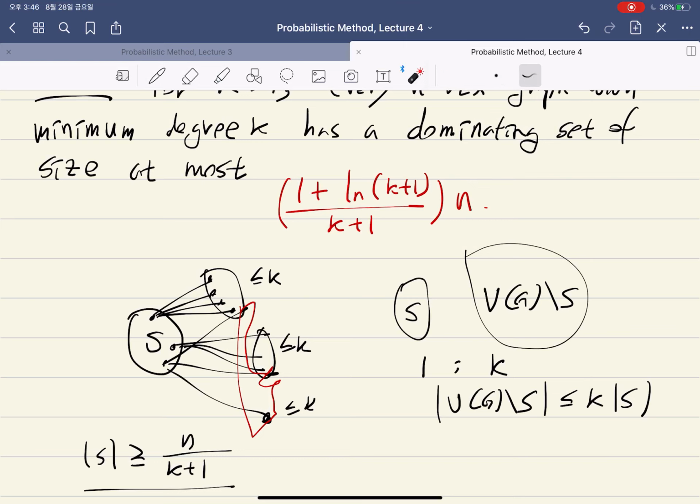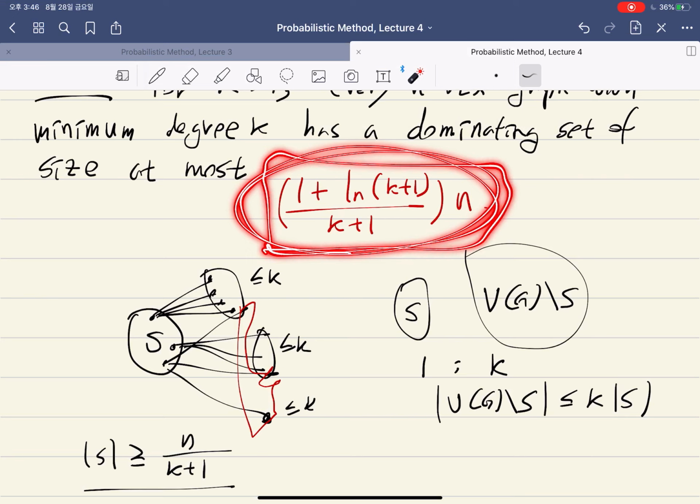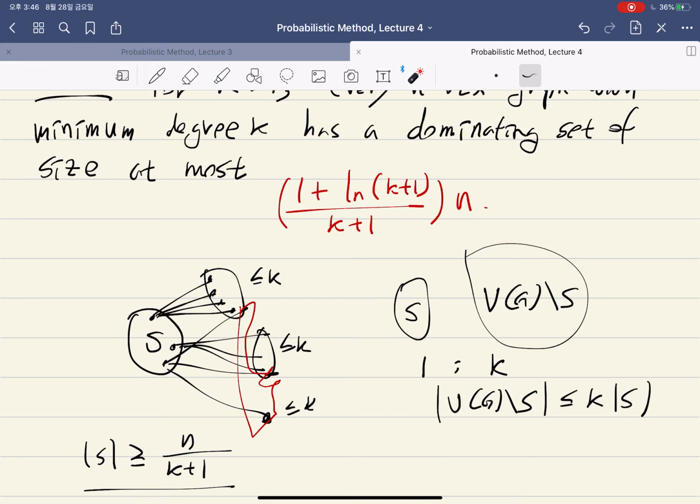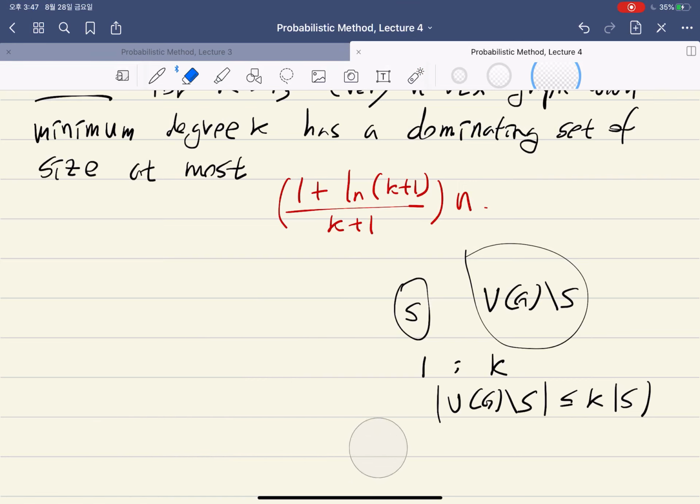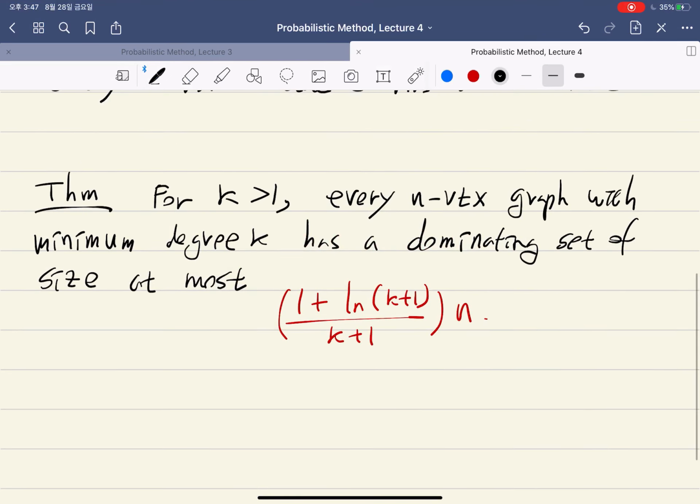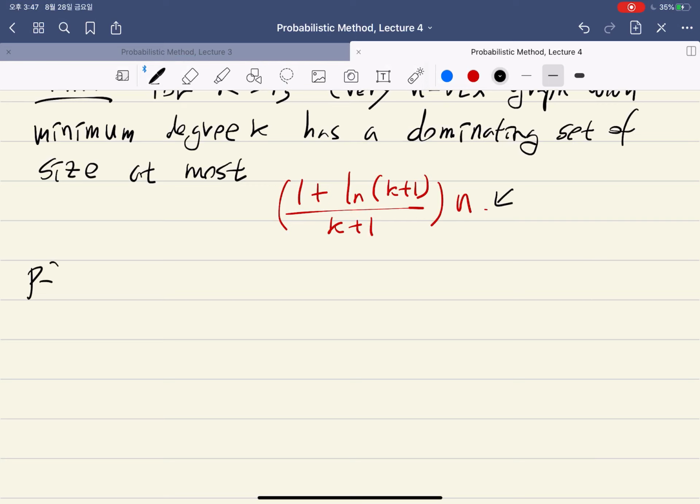But what it suggests is that a little above that, if we add a log n factor here, then we can always guarantee to find a dominating set of size at most this. And this is the absolute lower bound. If we assume G is regular, then every dominating set must have size at least this. And this log factor is kind of small compared to this K plus 1. So this gives you some idea why this bound is not too bad.